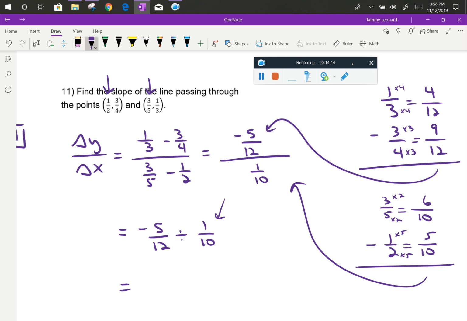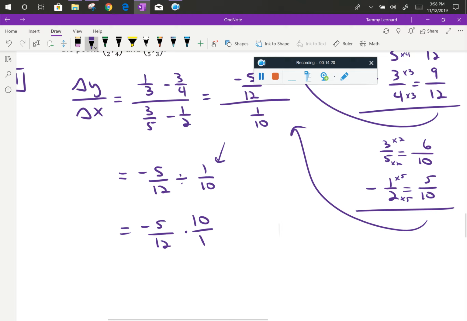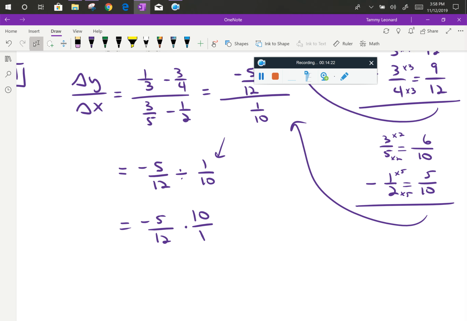So that means this is the fraction that has to flip. Negative 5/12 times 10 over 1. And we want to do multiplication the high school way. We want to reduce before we multiply. 10 and 12 are both divisible by 2, so I'm going to reduce my fraction. So this gives me negative 25 over 6. So that's my rate of change for this particular problem.